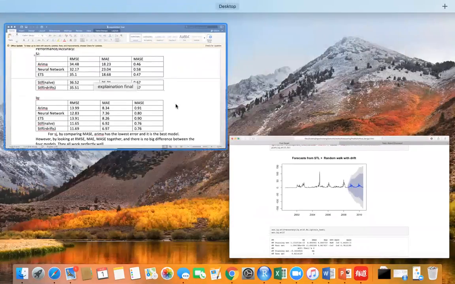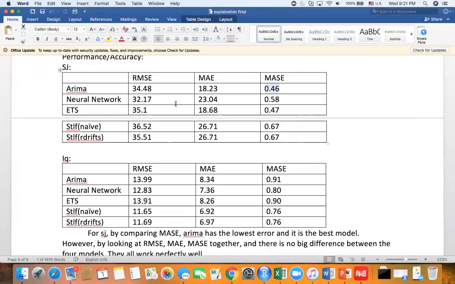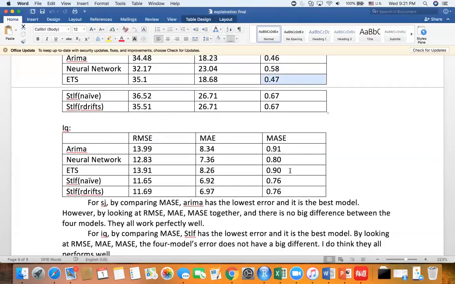But as I said, let's go back to the accuracy. I made a plot for combining all of the models, RMSE, MAE, and MASE. Let's look at MASE first for City San Juan. And I'm kind of surprised to see that actually the ARIMA model is the best one. It has the lowest MASE. But ETS, the second one, doesn't have really much difference. For EQUATOS, that's what I'm expecting. STLF is the best model.